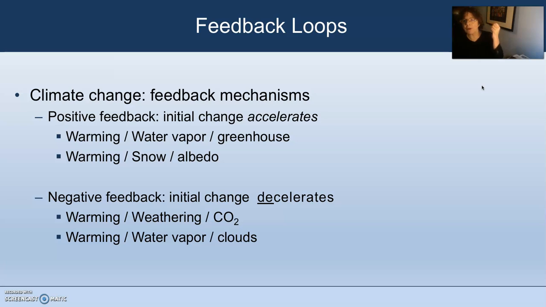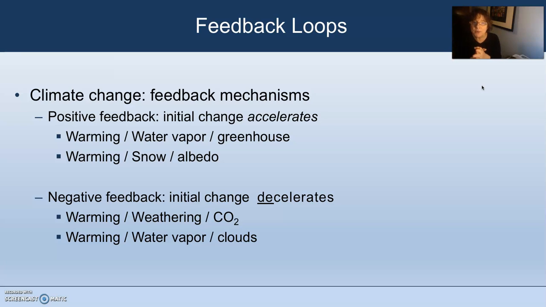When we talk about feedback loops, we're talking about positive and negative feedback loops. Let's go over them. Positive feedback loops look at an initial change in an environment and whether subsequent events accelerate the change. That's a positive feedback loop. Or do subsequent events decelerate the change? That is a negative feedback loop. We're going to go over some specific examples.